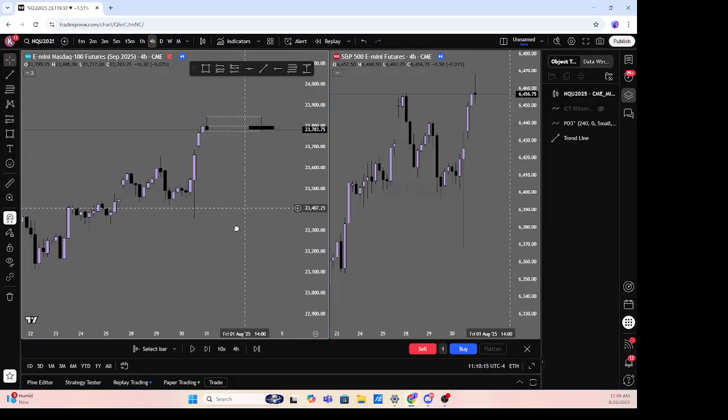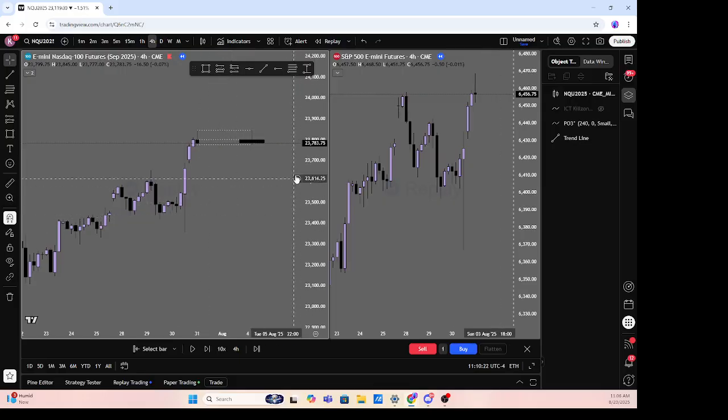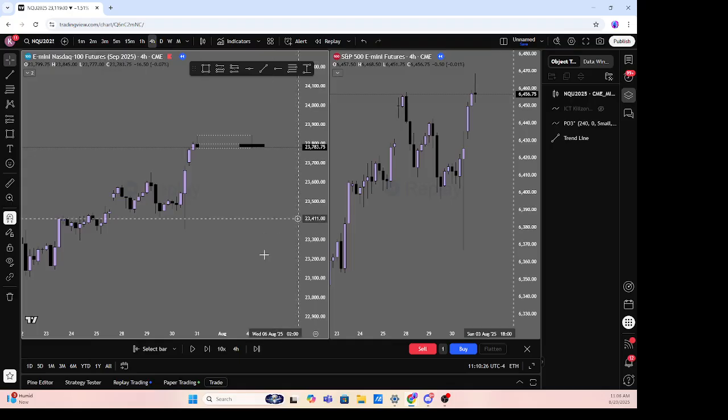Today's gonna be on SMT, Smart Money Divergence. Basically, Smart Money Divergence is when there's a disconnect between two correlated pairs, right? So I trade Nasdaq, and the correlating pair with Nasdaq is the S&P 500, which is on the right screen, right? Left is Nasdaq. So basically, SMT is when we have a low or a high.